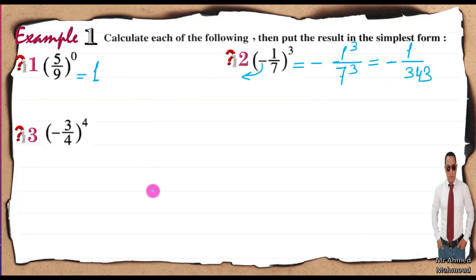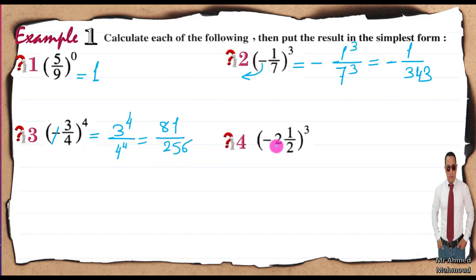Next, negative 3 over 4 all to the power of 4. Here we have an even power, so I'm going to cross the negative. Then I'm going to distribute the power, so it will be 3 to the power of 4 over 4 to the power of 4, which is equal to 81 over 256. It's okay by using the calculator.